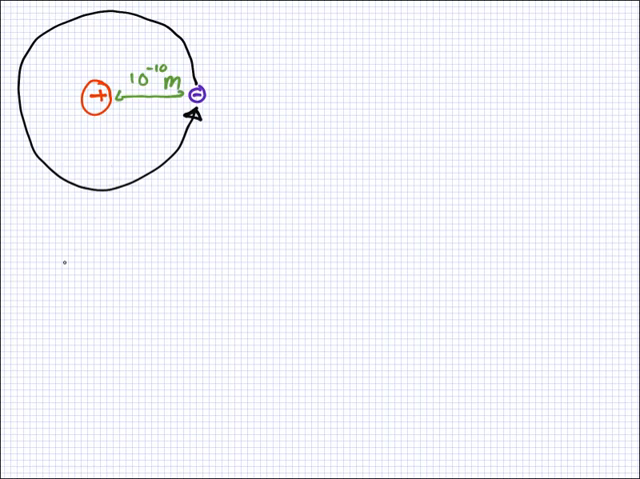This is circular motion again. I've forgotten all those formulas.